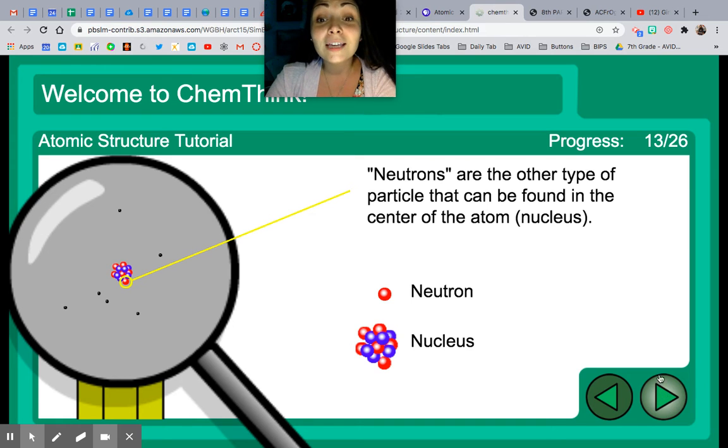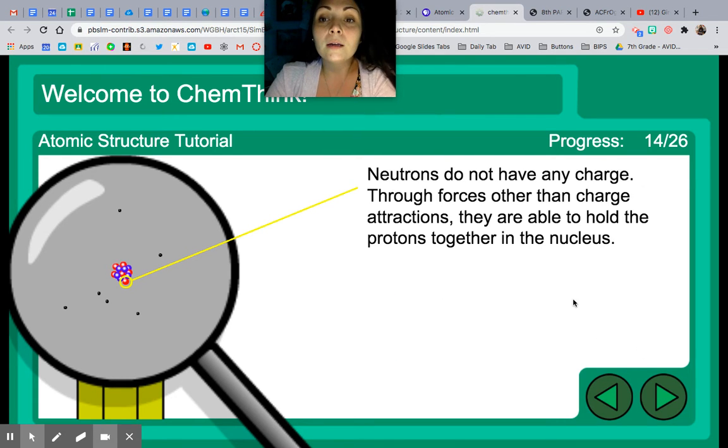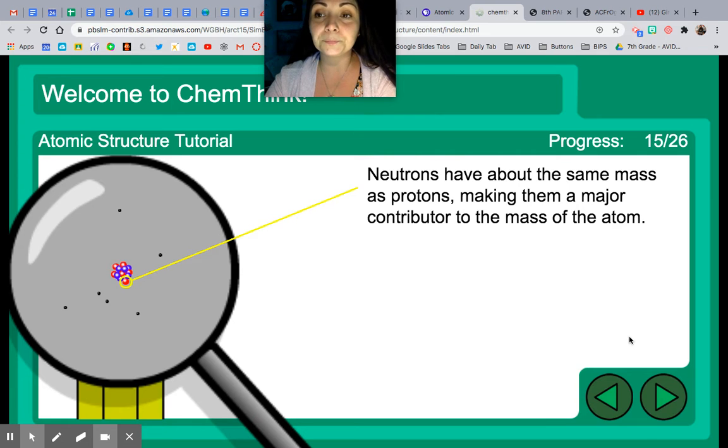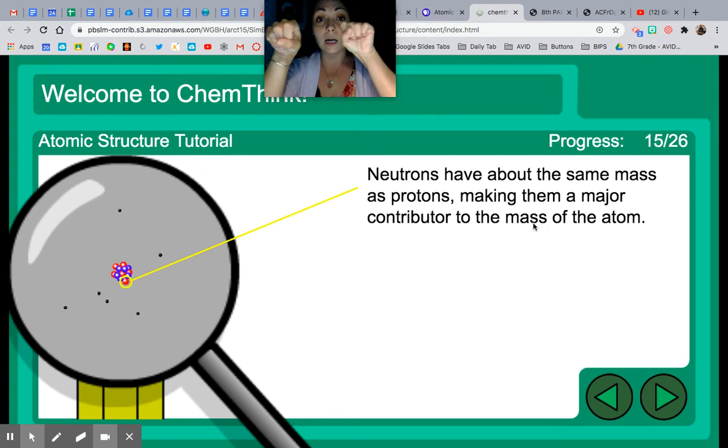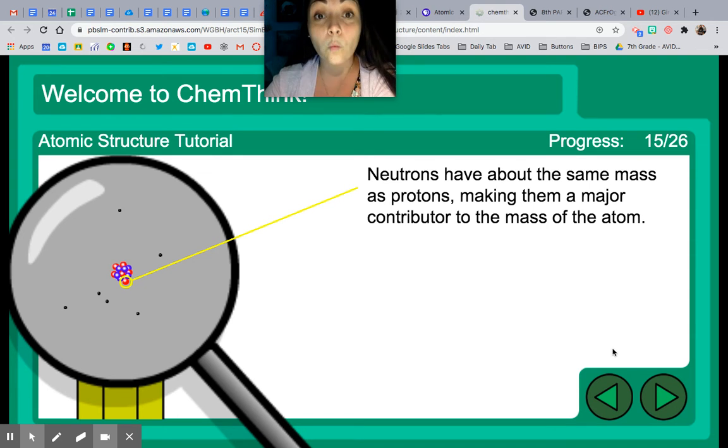And both of these, y'all, can be found in the nucleus. So the neutrons are neutral and they're found in the nucleus. So neutrons don't have any charge, though through forces other than charge attractions, they're able to hold protons together in the nucleus. So protons and neutrons can kind of stick together in the nucleus of the atom. So neutrons have about the same mass as protons, making them major contributors to the mass of the atom. So neutrons are about 1 AMU, atomic mass unit. Protons are about 1. So on a balance, they'd be even. Protons and neutrons would be the same mass. They're both about 1 atomic mass unit.